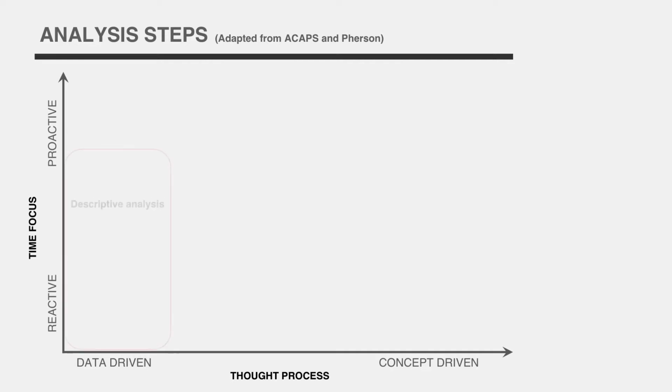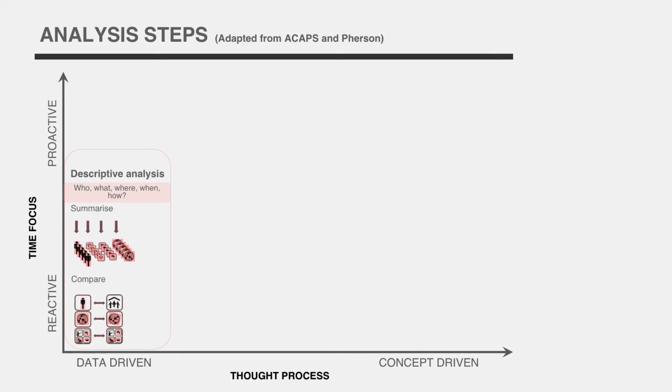The first step in analysis is what we call descriptive analysis. It is the same as reporting and is what is usually done in the very first hours and days of a sudden onset disaster, when we report on what data we have and try to structure it as well as possible. In this step, we summarize and compare information.